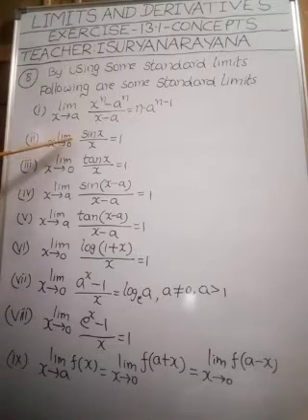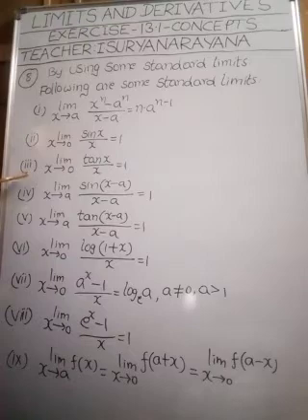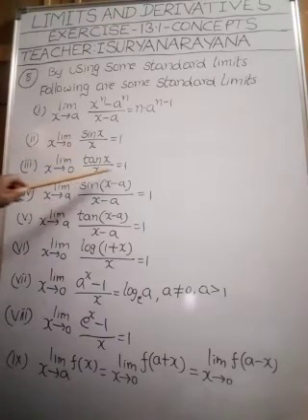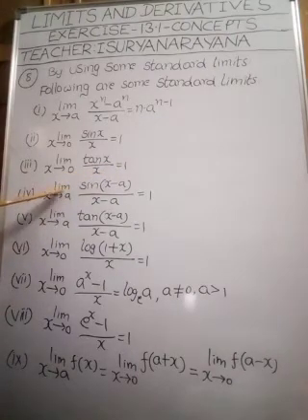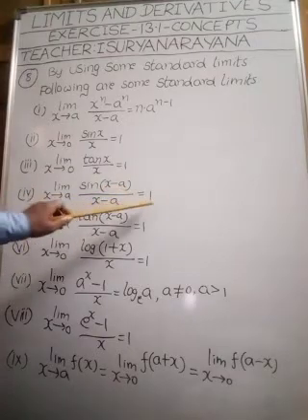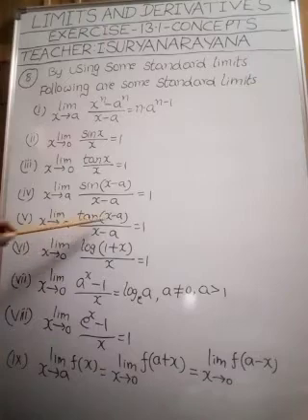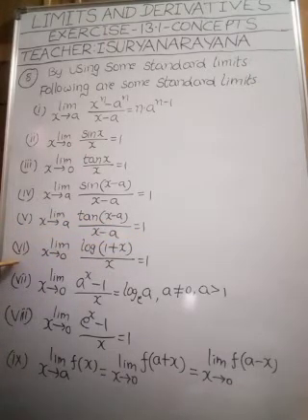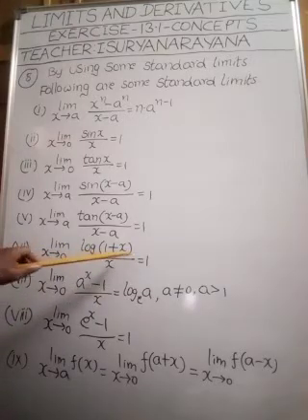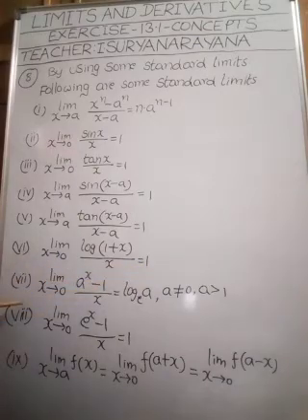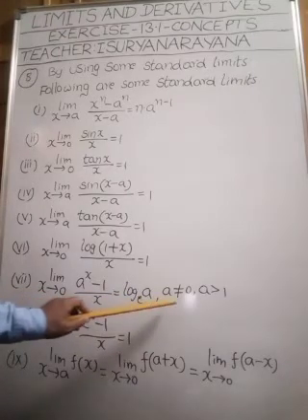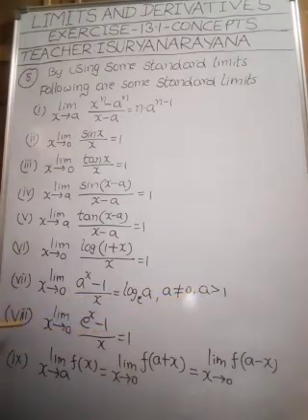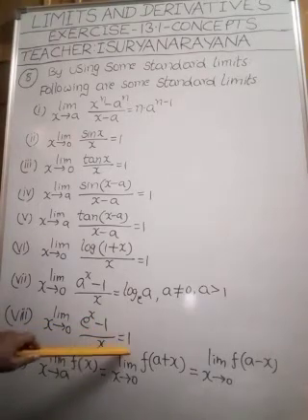Second one, as x tends to 0, limit of sin x by x is equal to 1. Third one, as x tends to 0, limit of tan x by x is equal to 1. Fourth one, as x tends to a, limit of sin of x minus a by x minus a is equal to 1. Next, as x tends to a, limit of tan of x minus a by x minus a is equal to 1. Sixth one, as x tends to 0, limit of log of 1 plus x by x is equal to 1. Seventh standard limit. As x tends to 0, limit of a power x minus 1 by x is equal to log a base e, where a is not equal to 0 and a greater than 1. Next, eighth standard limit. As x tends to 0, limit of e power x minus 1 by x is equal to 1.